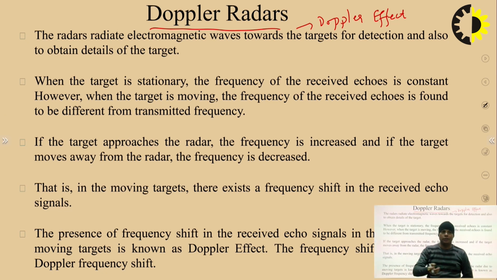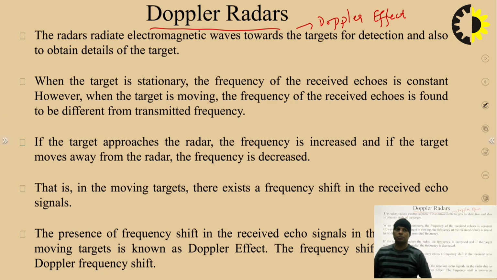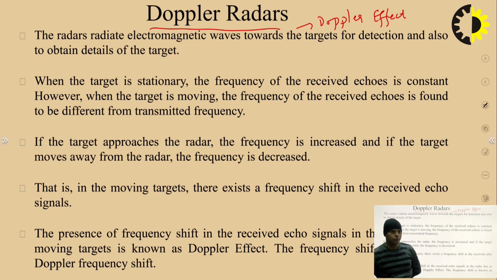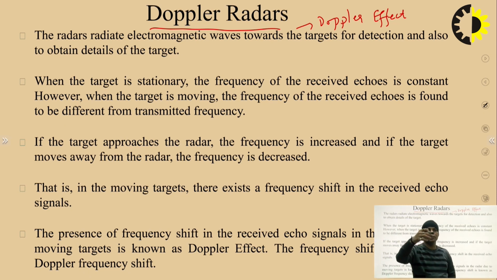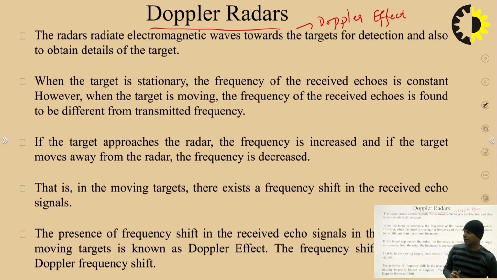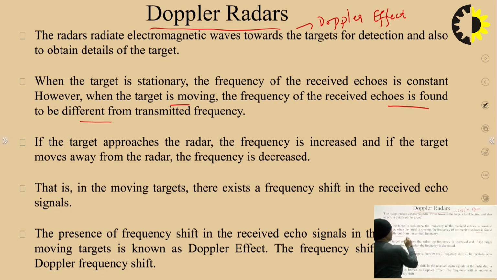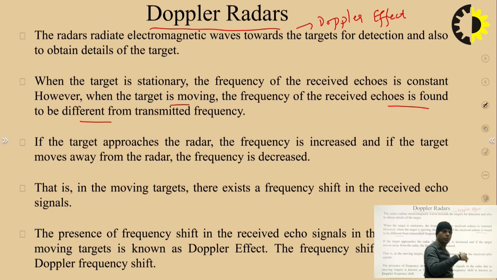But the problem comes when we have to go for some practical situation like military applications or air traffic problems, where planes are moving constantly. So what will be the exact position? Because at this time the target is continuously moving. It is not fixed. So how can we detect the exact position of the echoes? When the target is moving, the frequency of the received echoes is found to be different from the transmitter frequency. Means the frequency will now change.